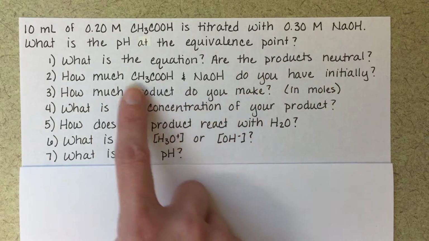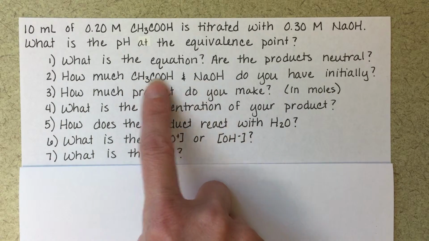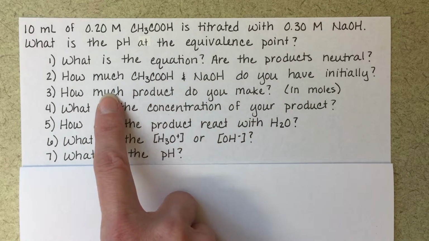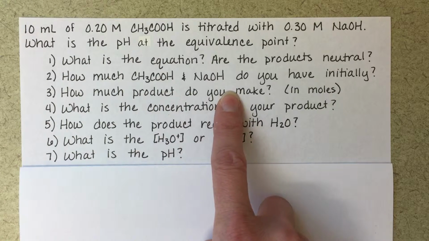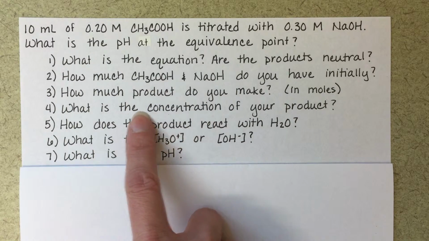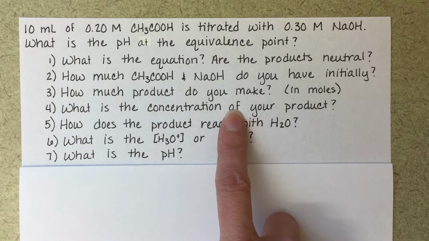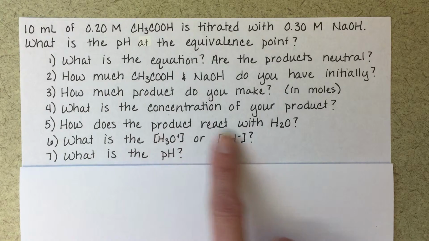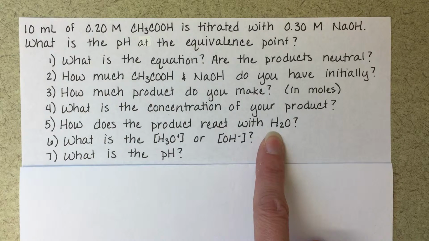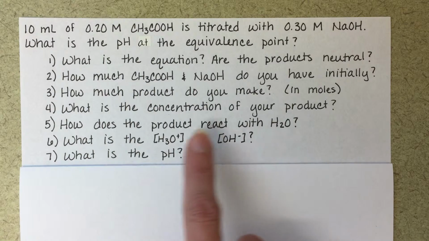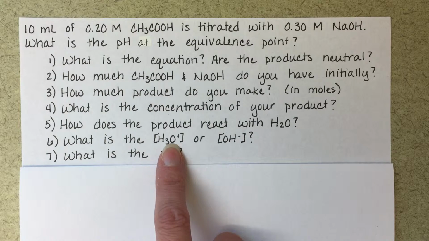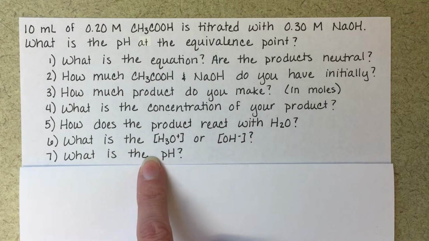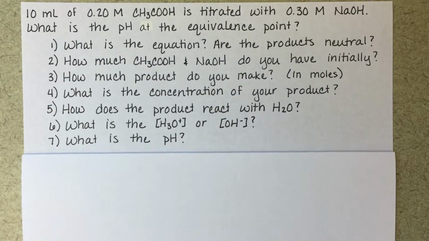When the products are not neutral, we want to figure out how much reactant we're starting with, how much acetic acid do we have, how much sodium hydroxide do we have, and then we're going to set up an ICE table to figure out how much of our product we make in moles. We're then going to figure out what the concentration is of our product in molarity. Because our product is not neutral, we're going to think about how it reacts with water. Does it produce H3O+ or does it produce OH-? And we're going to calculate exactly how much H3O+ or OH- is produced in this reaction with water. And then we'll figure out from that what the pH is of the solution.